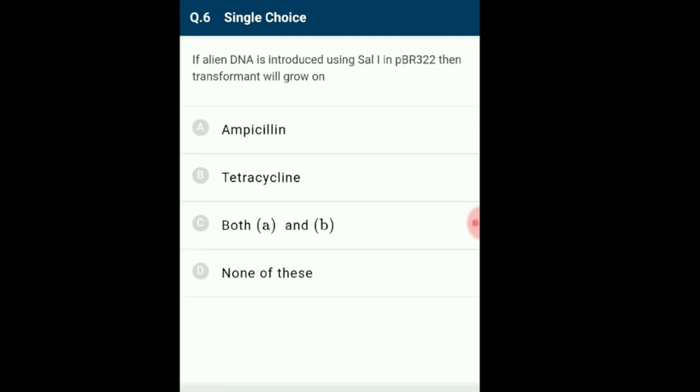Question number 6. If alien DNA is introduced using SalI in pBR322, then transformant will grow on. SalI restriction site is present in the tetracycline resistant gene. If foreign DNA is inserted in the SalI site, then the transformant will lose tetracycline resistant nature due to the insertional inactivation of the tetracycline gene with the insertion of the foreign DNA. The ampicillin resistant gene will be active, hence the transformants will grow on ampicillin containing media. So the answer for this question is option A, ampicillin.